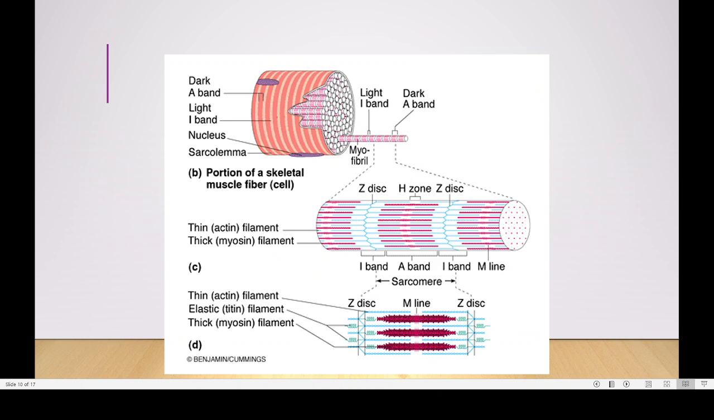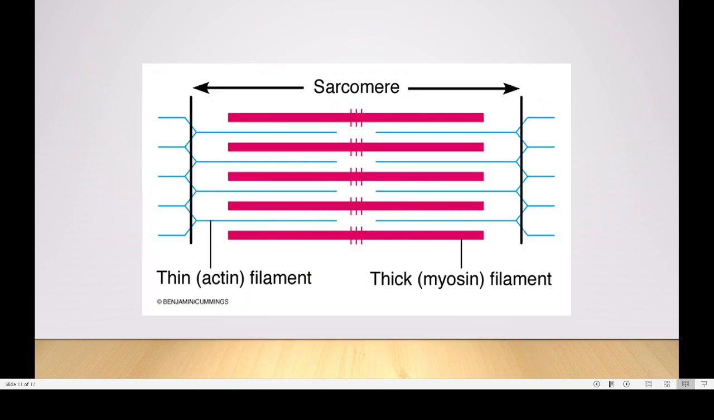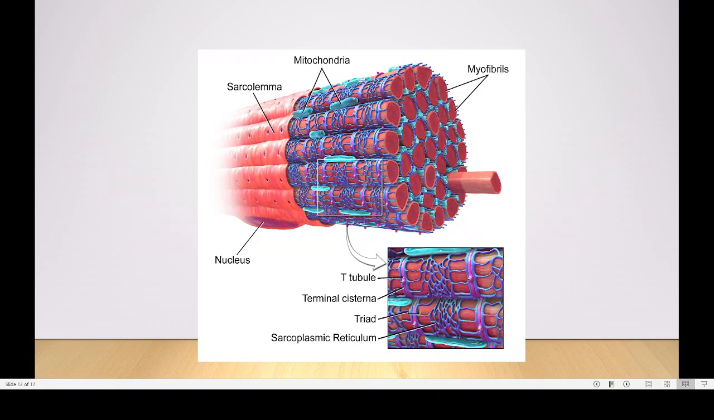Then you can see this is the sarcomere. You can see that these are the thick filaments and these are the thin filaments. This moving of thin filaments into the thick filaments is known by the name sliding filament theory. See, these are the Z lines. You can see that here.